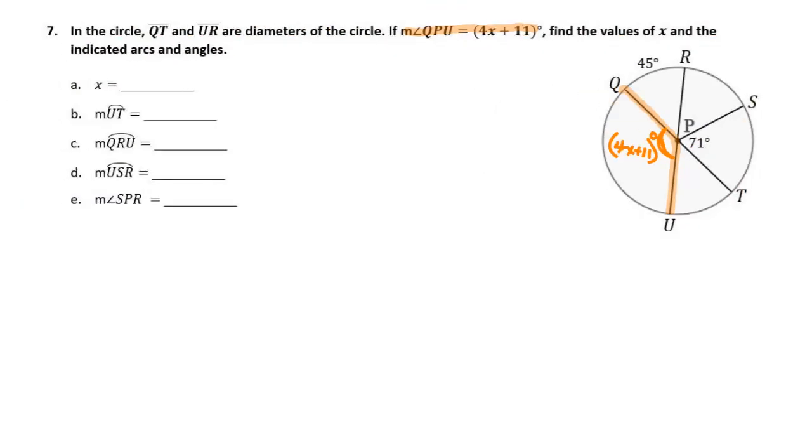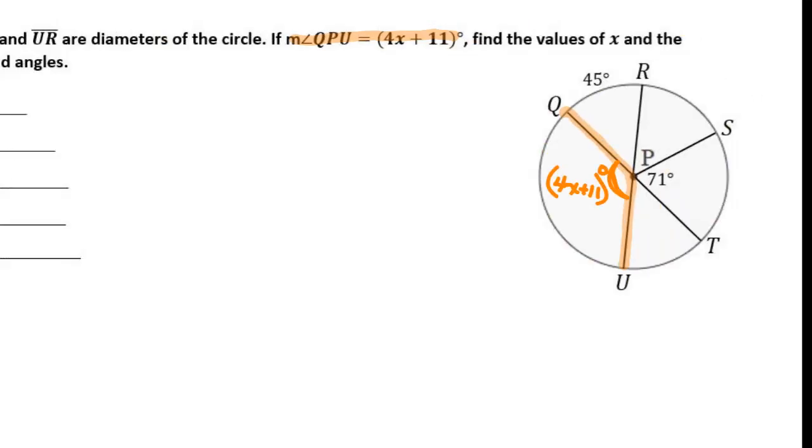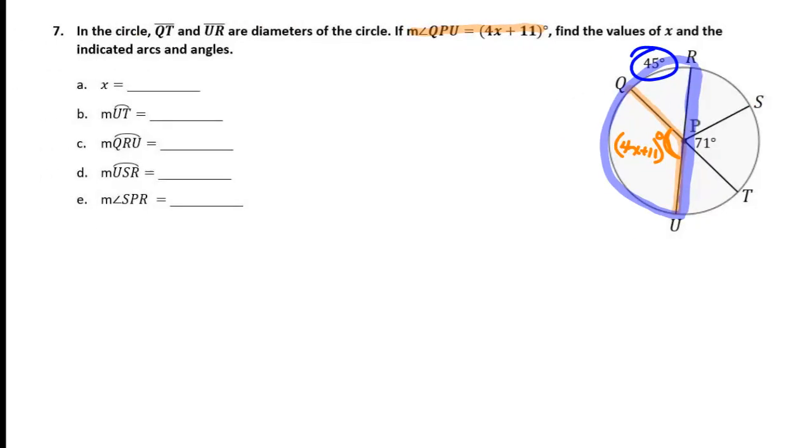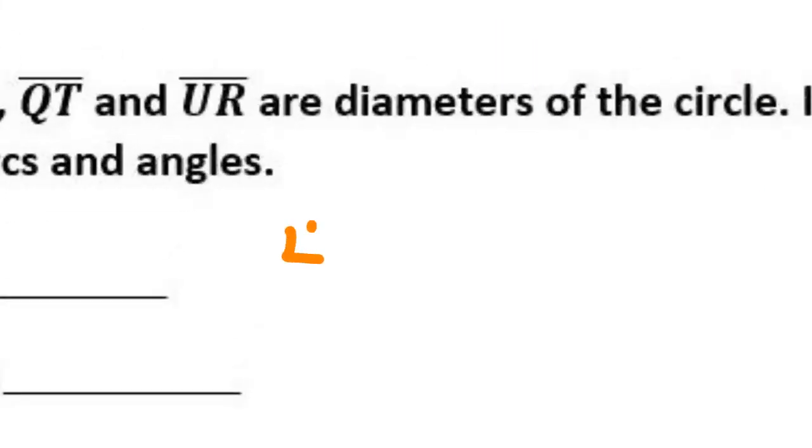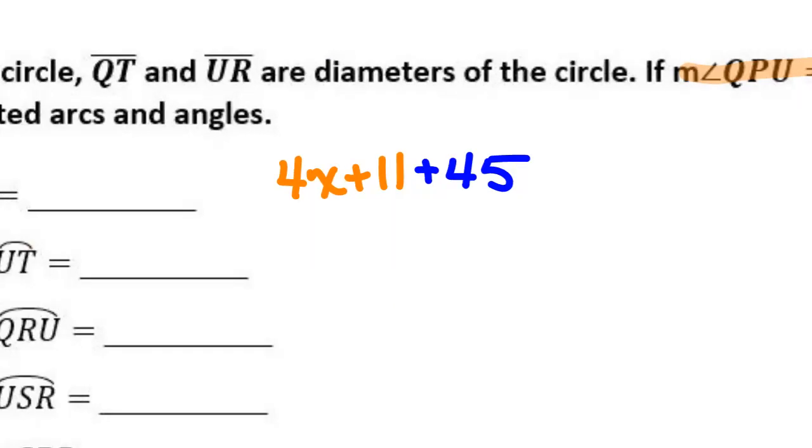All right. What did it say the diameters were? QT and UR. So this is a diameter. And what do diameters do to circles? Cuts them in half. So how big is this arc right here? 180. So I can use that because I know that this little piece over here is 45. So I can say 4x plus 11 plus 45 equals 180.